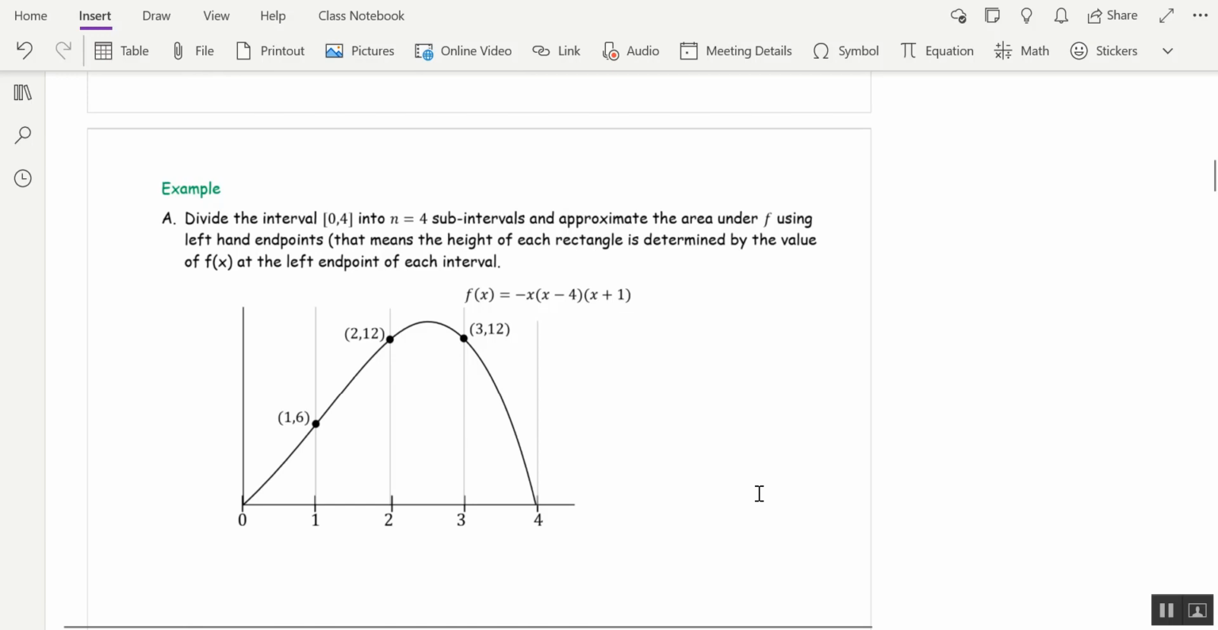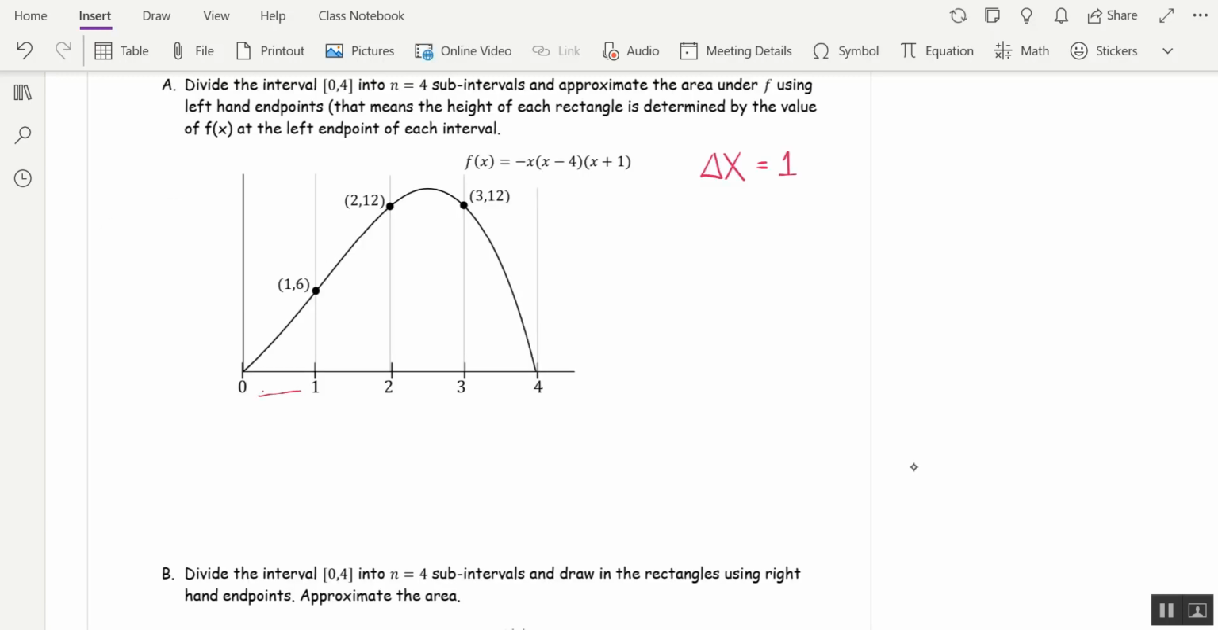We want to divide the interval from 0 to 4 into 4 subintervals of equal width and approximate the area under F using left-hand endpoints. So in this case, delta x is going to be 1, because we want 4 intervals of equal width, and our whole interval goes from 0 to 4. These are our 4 subintervals, and we'll take the height of the first rectangle to be the value of the function at the left-hand endpoint.